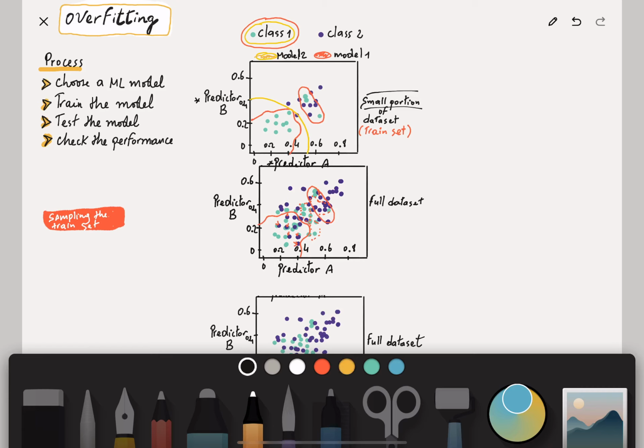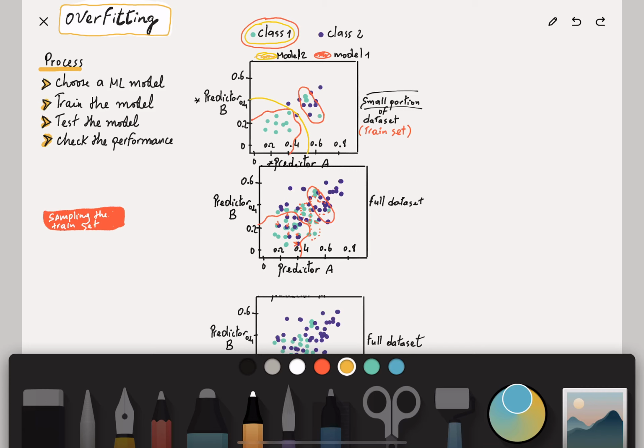Model 2 here shows us that it's much simpler, right? It's a simple model. You just drew a curve around the data set here. It missed out a bit of these points here, right? But nevertheless, model 2 assumes that anything that falls below the yellow one here is class 1.